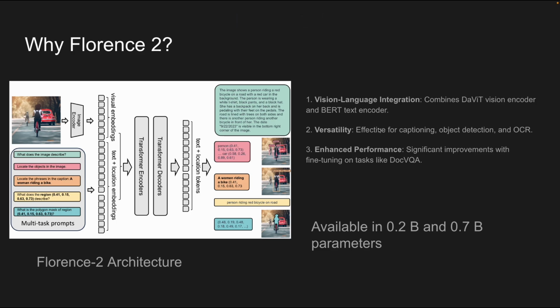This is a vision language model that combines the DaViT vision encoder, which is a vision transformer, and a BERT text encoder. This has shown to be quite effective for image captioning, object detection, and OCR. It also shows improvements with fine-tuning on tasks like DocVQA, which we are going to do. This model is available in 0.2 billion and 0.7 billion parameters, for people who are curious.